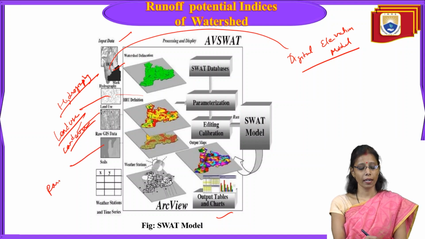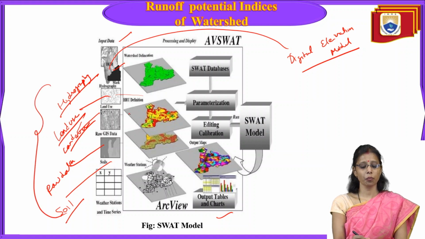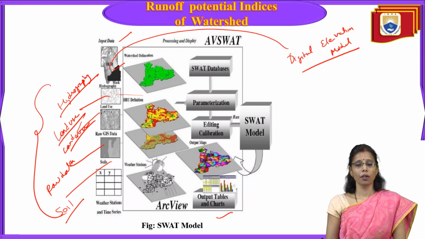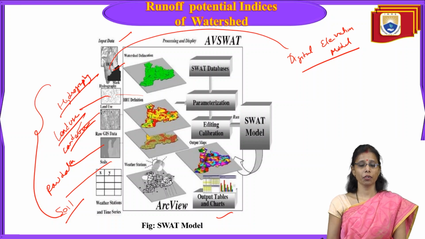So this is the raw data we have in the GIS. Along with this, we have soil data too. If you input all this data into SWAT, a tool we can use in the GIS software, and run the analysis process, then finally we get an output of that, and it will tell us about the process.